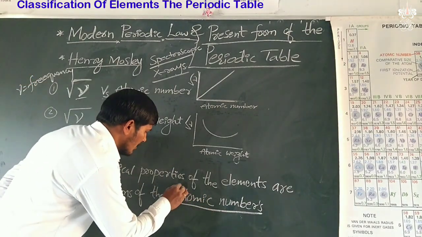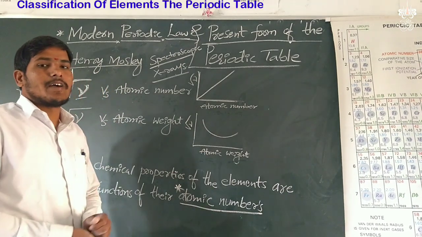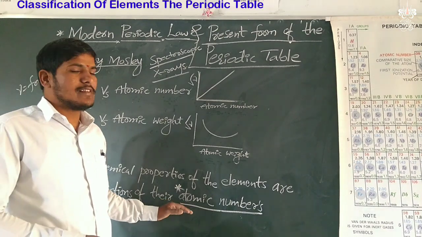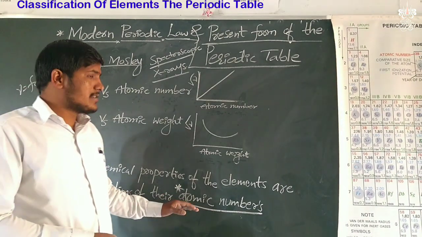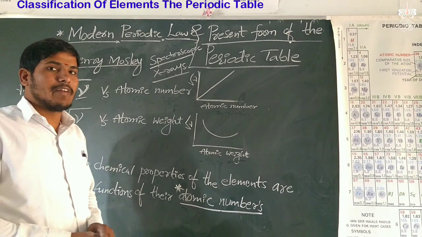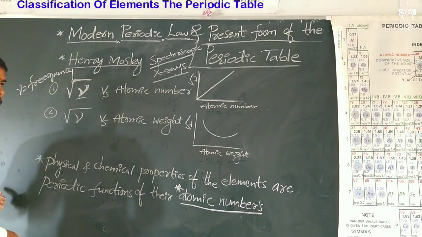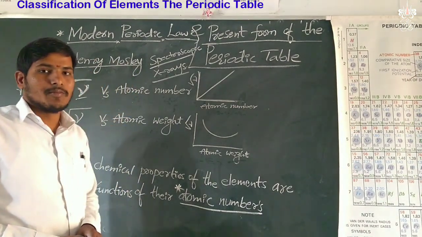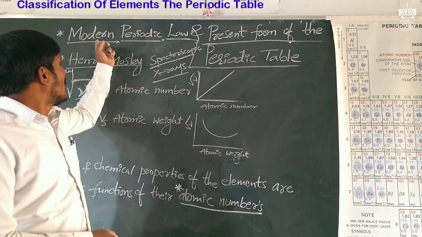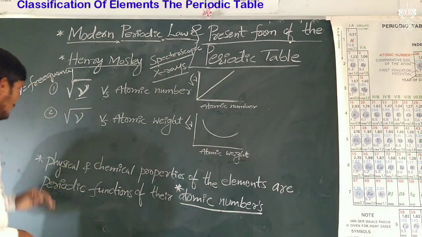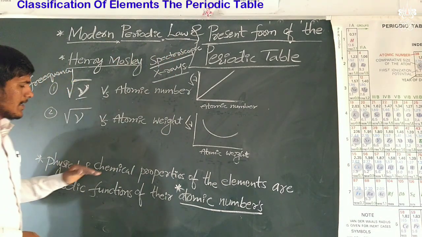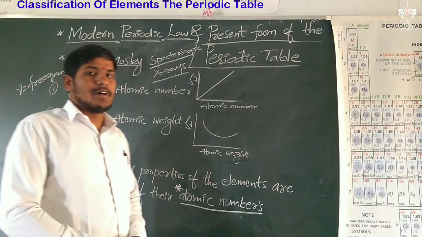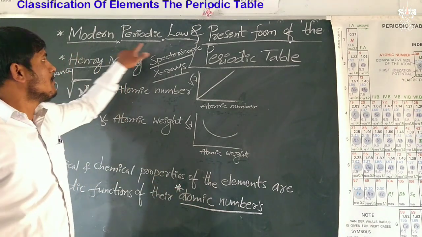Here we use the term atomic number instead of atomic weight, because when we arrange the elements in increasing order of their atomic weights, we observe anomalies, for example iodine and tellurium. So according to the modern periodic law, the physical and chemical properties of the elements are periodic functions of their atomic numbers. This is said to be the modern periodic law.